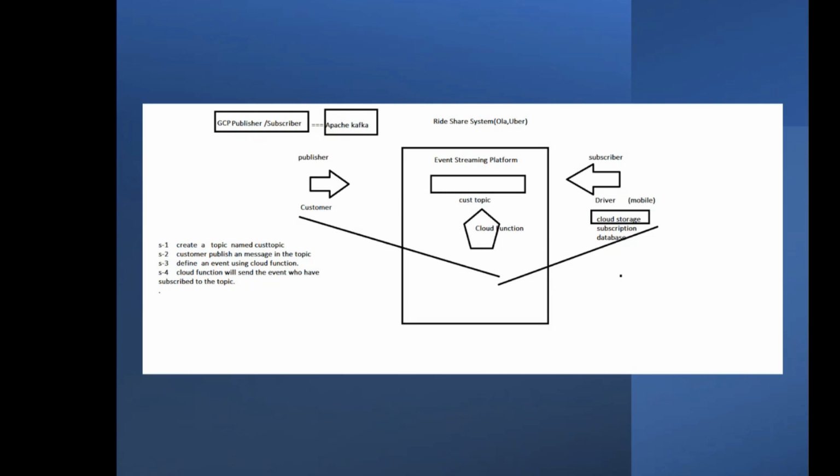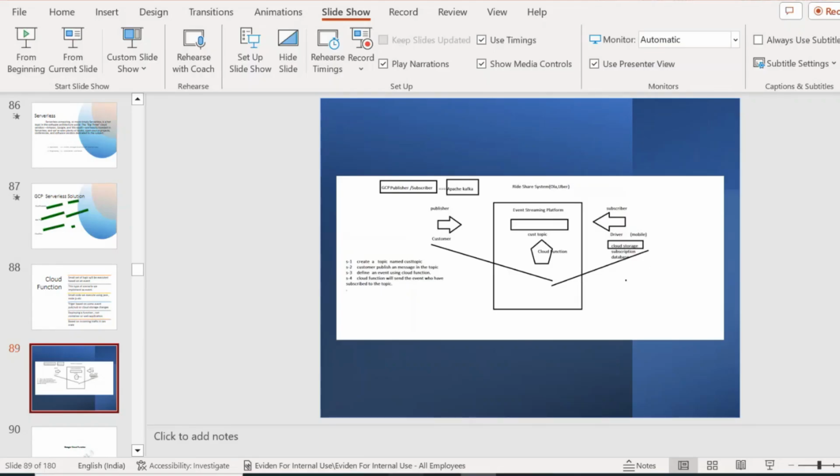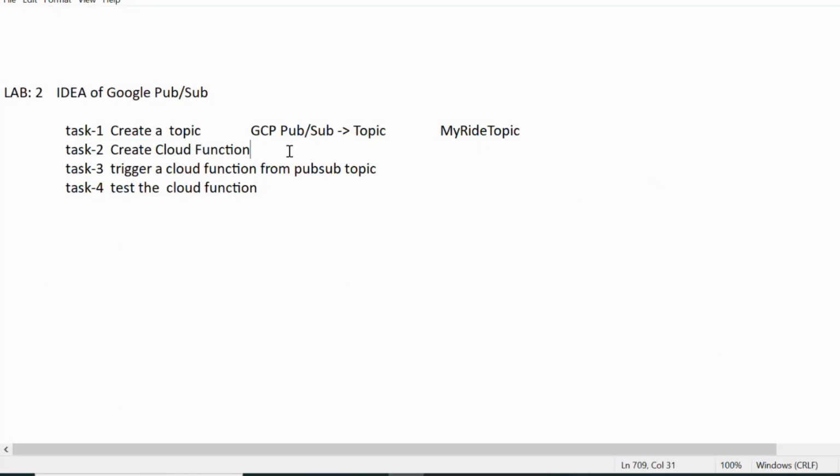So first, we have created a pub-sub topic, and you can assign a name also. The second option is that you have to create a cloud function. So let's create it. To create a cloud function, we have to go to cloud function, and from there go to create cloud function.